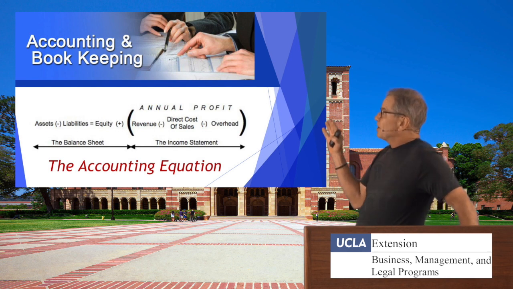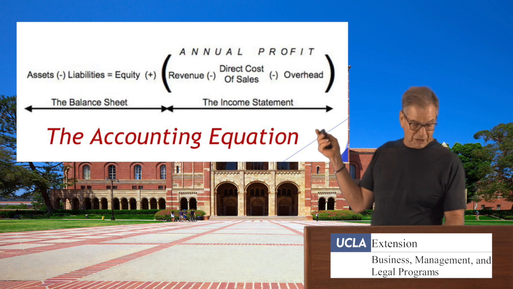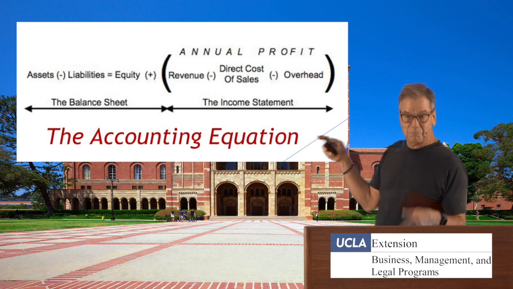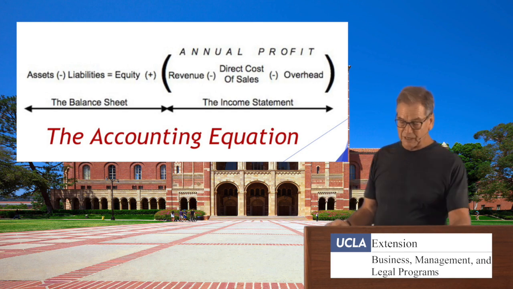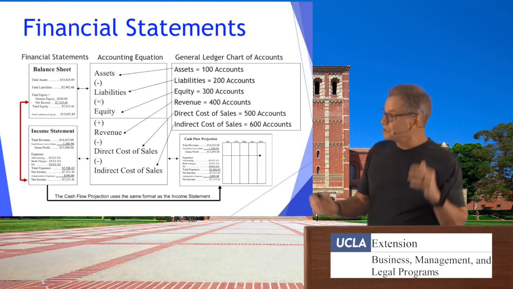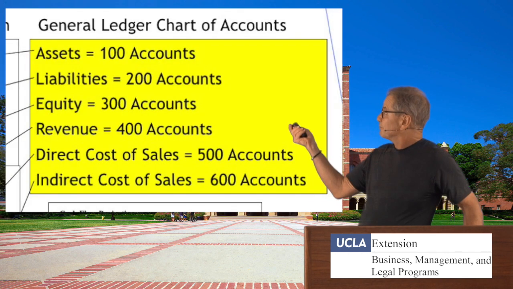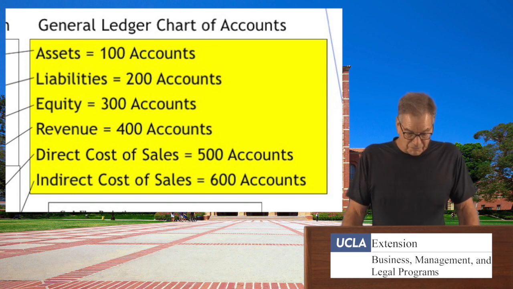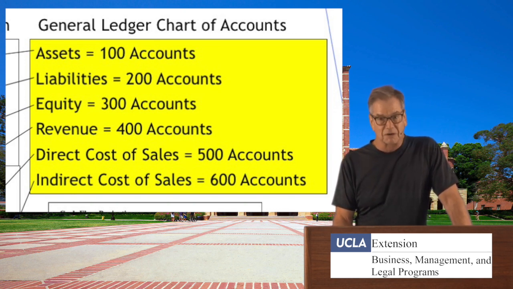And just to refresh your memory, here's the accounting equation. So we have to design a set of general ledger accounts. Assets minus liabilities equal equity plus income, today, revenue minus direct cost of sales minus overhead. And now we've got to set up and identify our general ledger chart of accounts. We have to identify all of our asset accounts, liability accounts, etc.